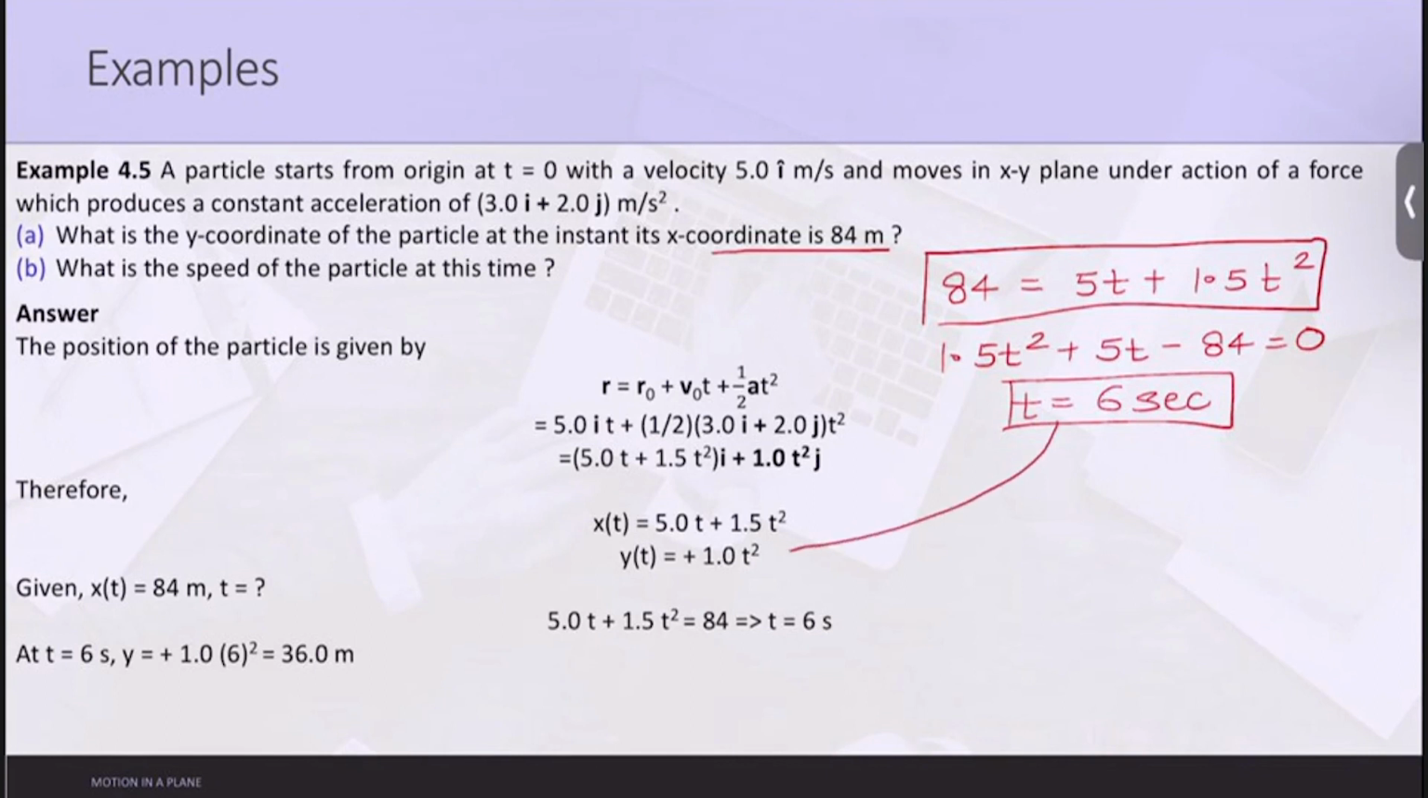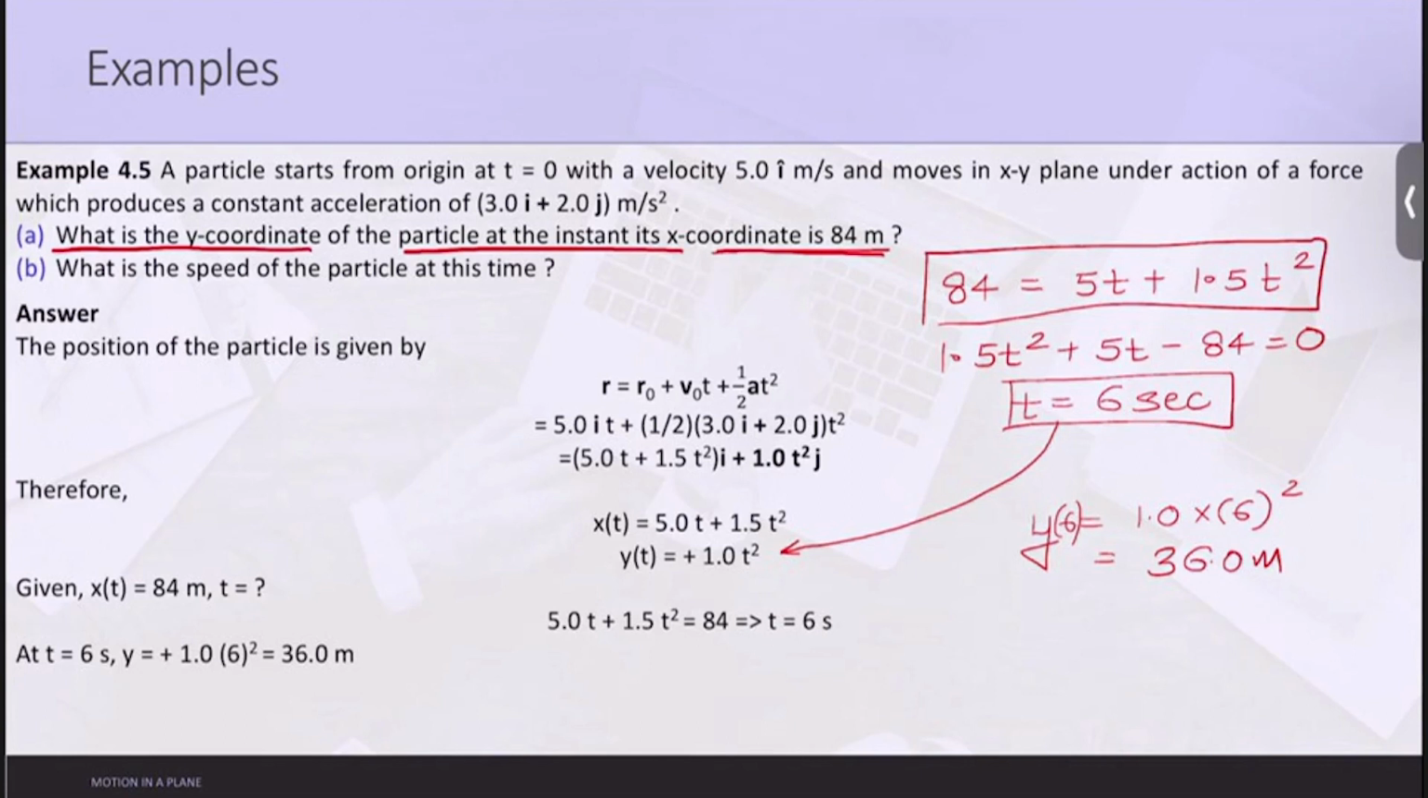Just put this 6 seconds into this, and therefore you will get that y at 6 is basically 1.0 into 6 square, which is equal to 36 meters. So what was the question being asked? The question was, what is the y coordinate of the particle at the instant the x coordinate is 84? So I think we have completed the first part of this question.